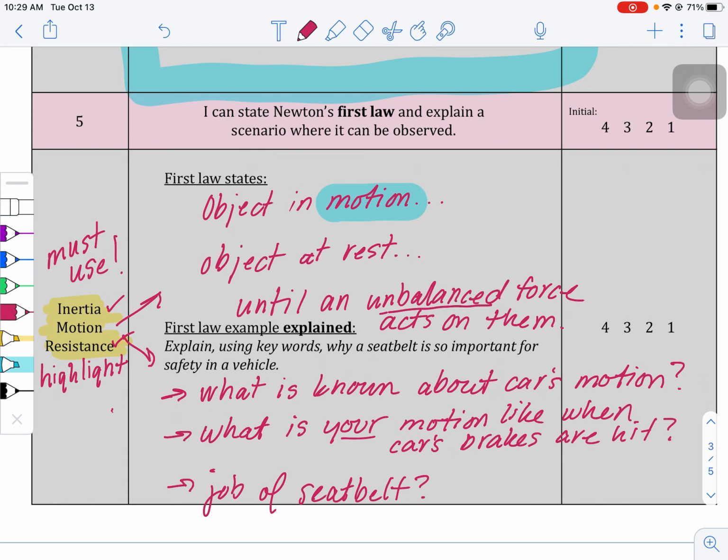And again, we want to incorporate those key words, inertia and resistance, as we talk about what the seatbelt does and how it impacts then your motion at the end. Every time you use these words, again, you want to make sure that they get highlighted.